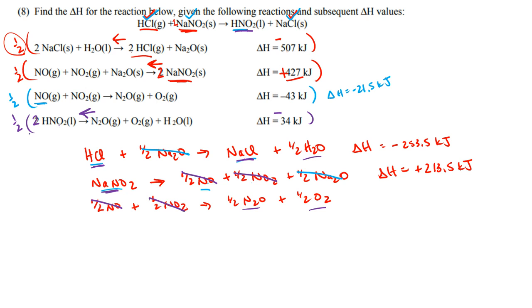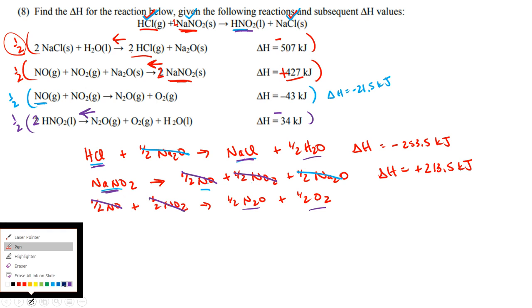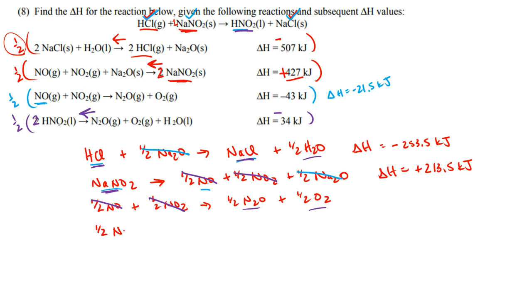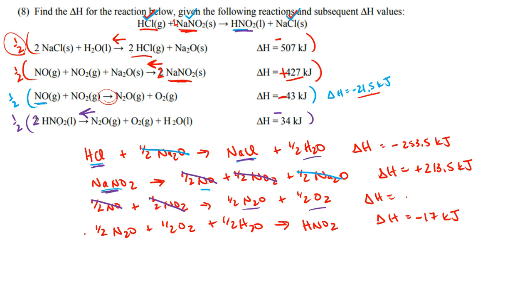So rewriting this, I'm going to have half an N2O, half an oxygen, half a water, which is going to yield just 1 HNO2. Delta H, oops, I forgot to write that one. This delta H, do this guy first, is going to be half of negative 34, which is going to be negative 17 kilojoules. And this guy I wrote up here, half of negative 43. We didn't change the direction, so we're going to keep the negative, not flip it. Half of negative 43 is negative 21.5.